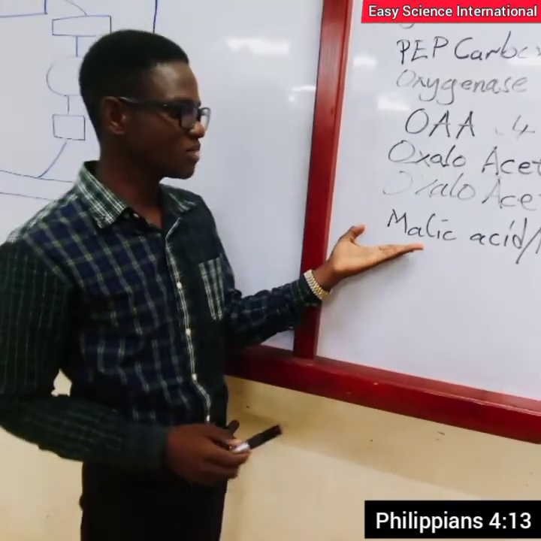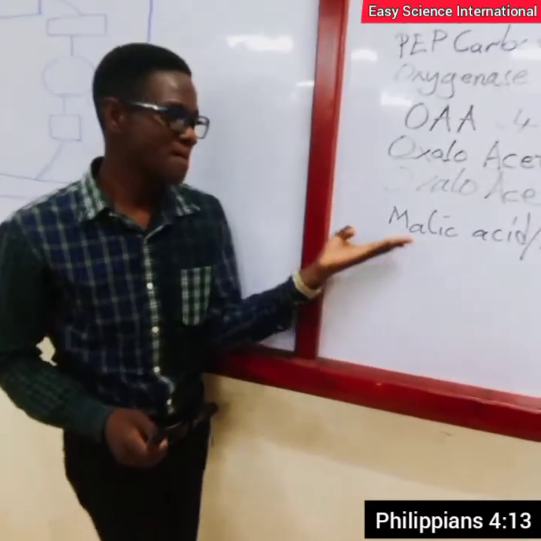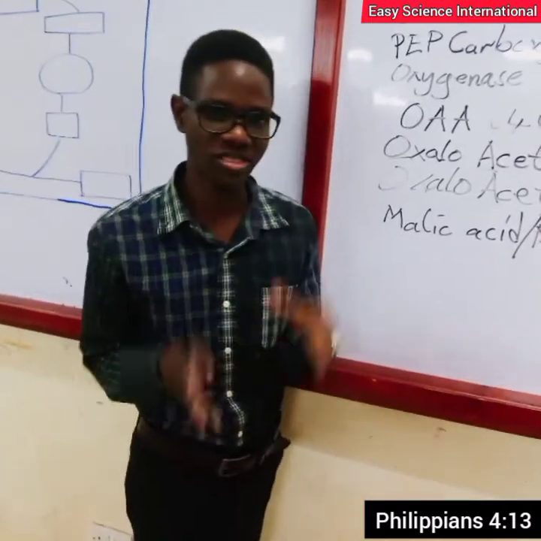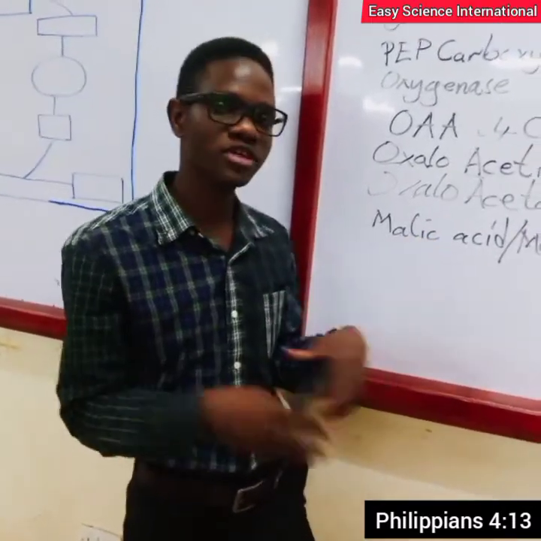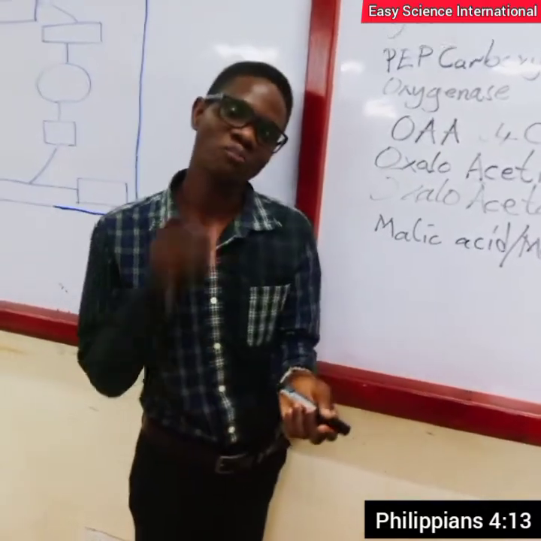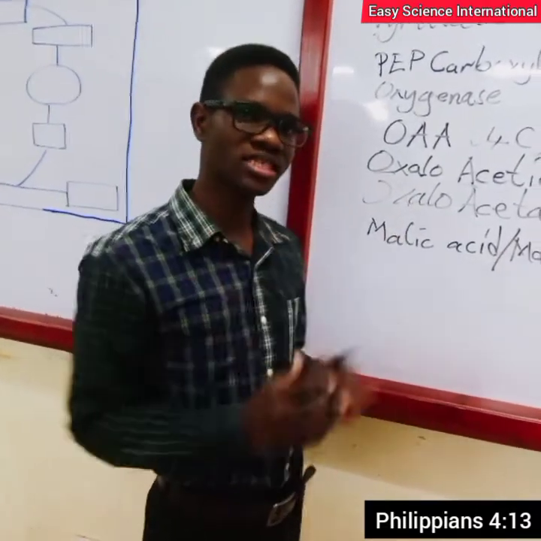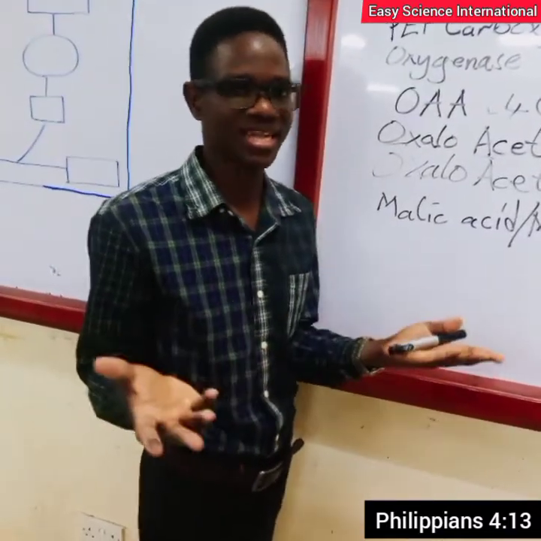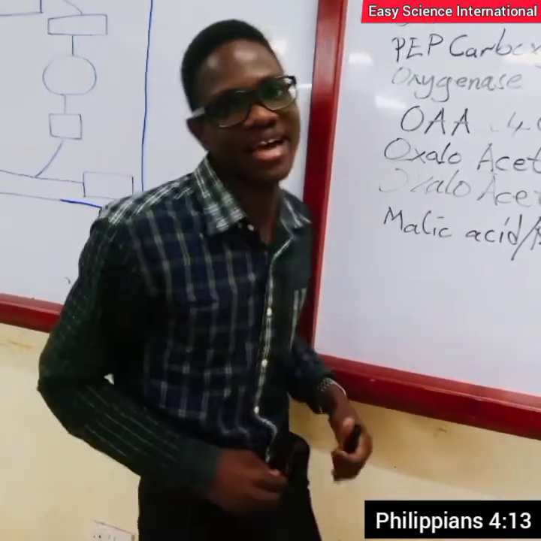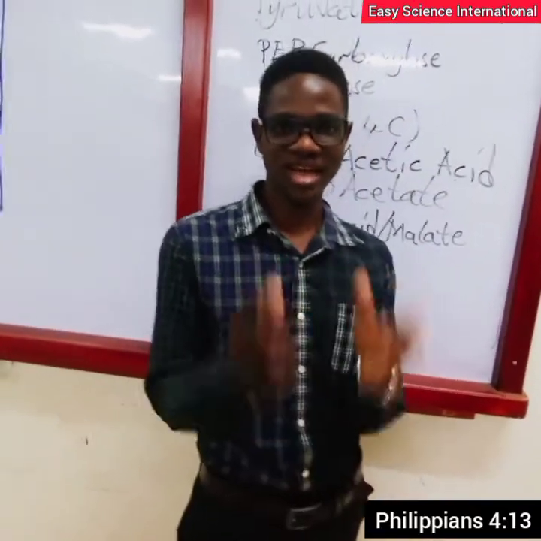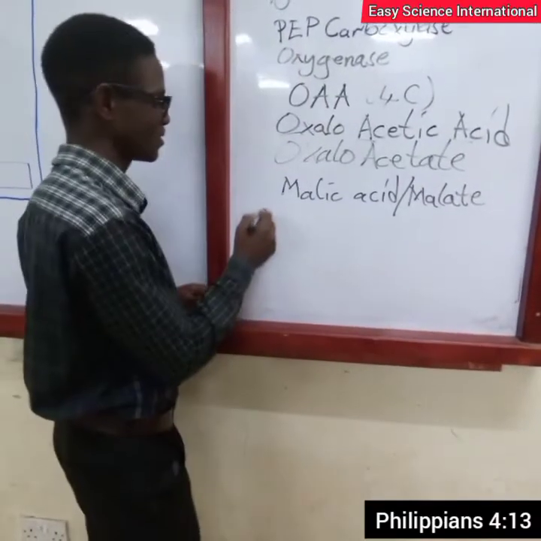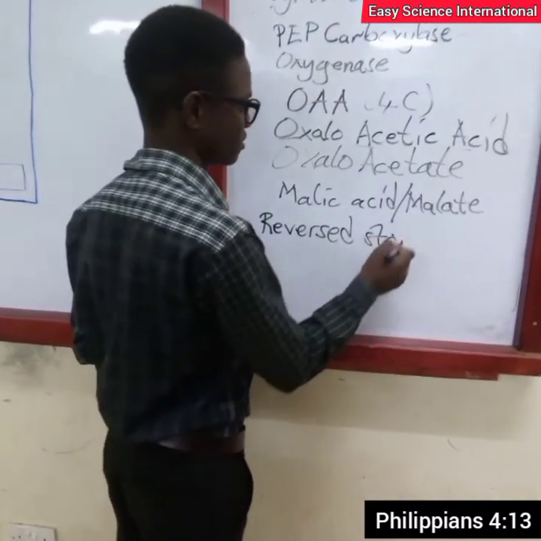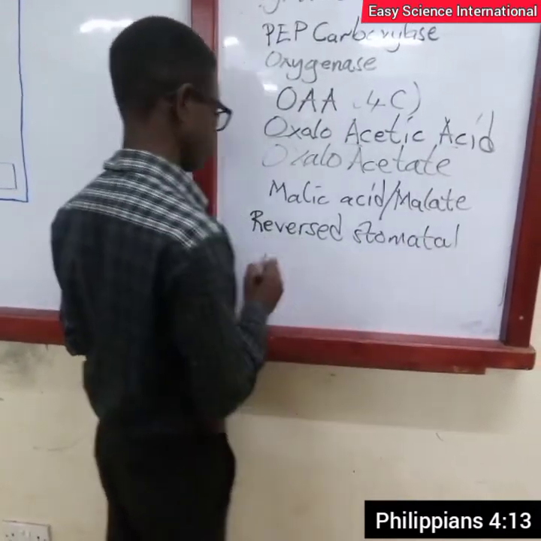So, what happens during the day? During the day, malic acid is then decarboxylated. Decarboxylation is the removal of carbon dioxide. Now, it is decarboxylated to form pyruvate and carbon dioxide. Now, carbon dioxide then enters the normal Calvin cycle and we form glucose or carbohydrates at the end. And this is how plants are capable of photosynthesizing amidst the reversed stomatal rhythm.